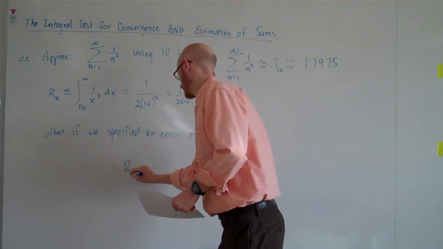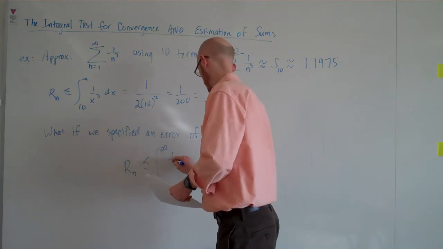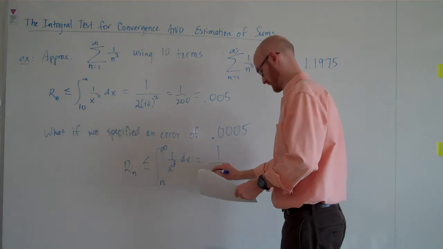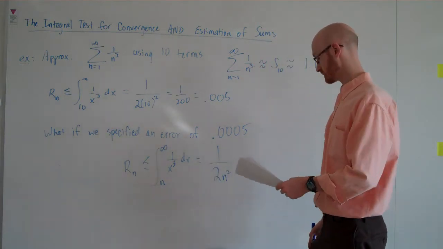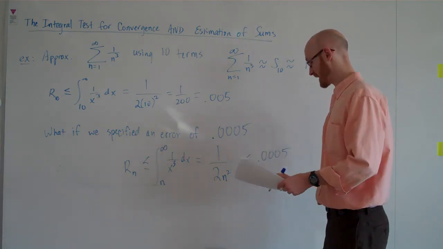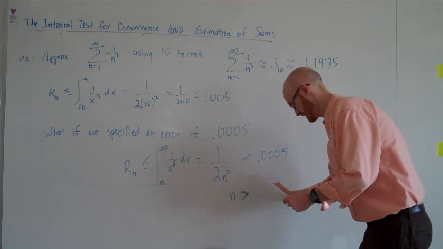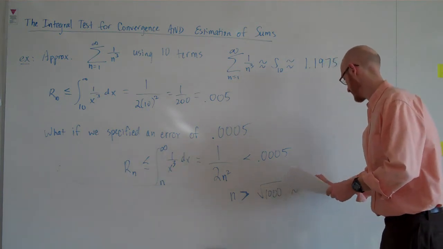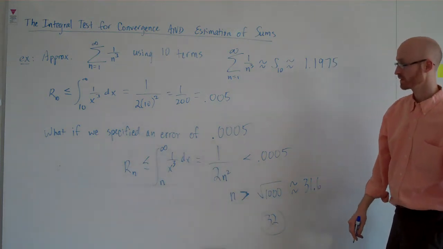Well, we would say the error has to be less than that, and that's 1 over 2n squared. And just say, okay, set that less than 0.0005, and then you can solve. I'll let you do that. But you'll find that n has to be greater than the root of 1,000, which is about 31.6. So what that tells me is we need 32 terms.